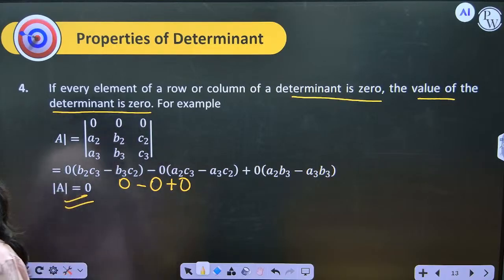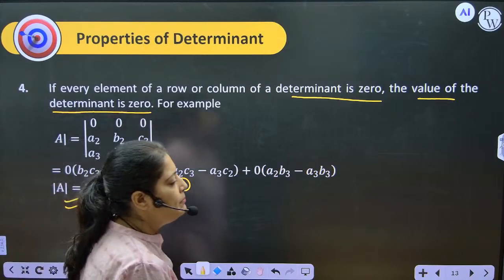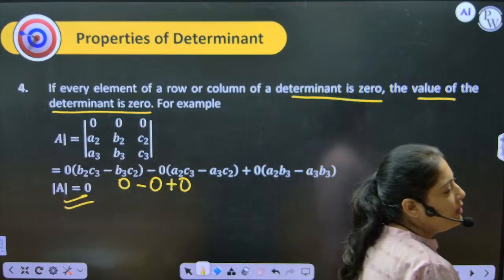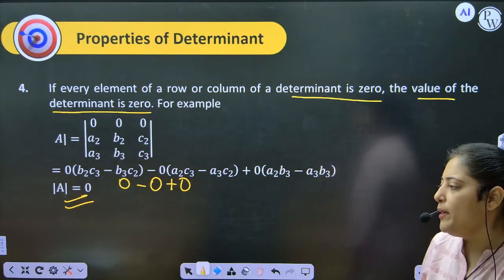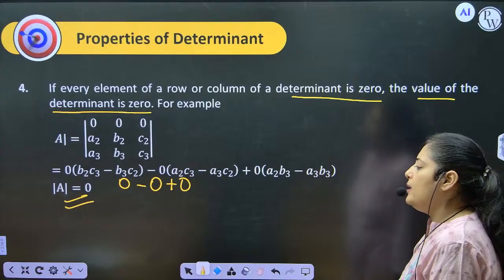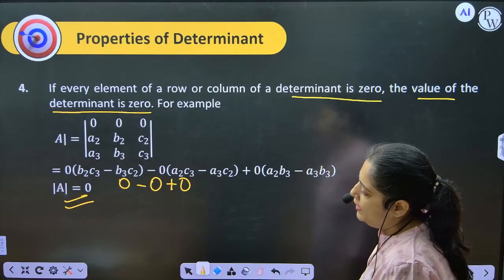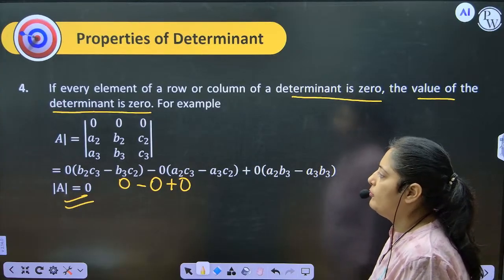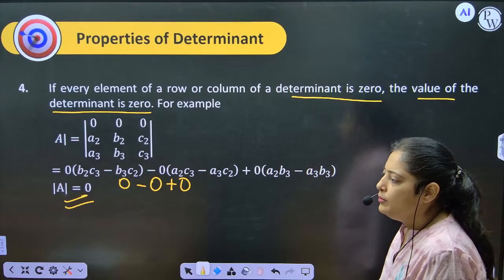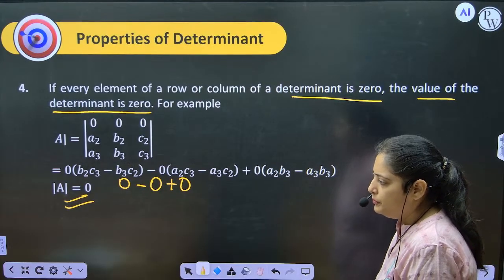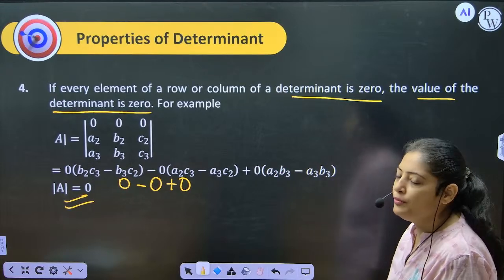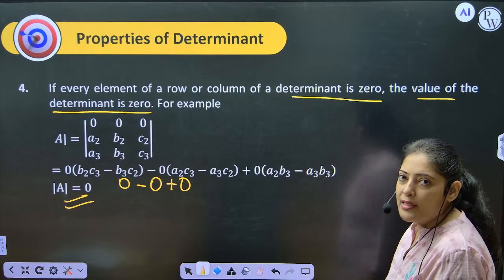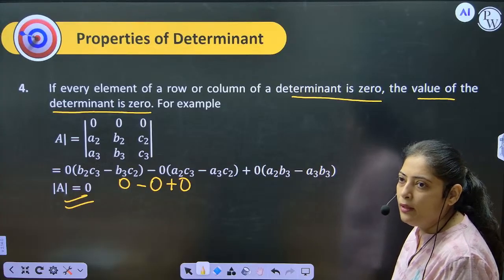So, this is again an important property. All the properties are very important actually. Properties means what? Anywhere we can apply it. Shall I move? Write it quickly.